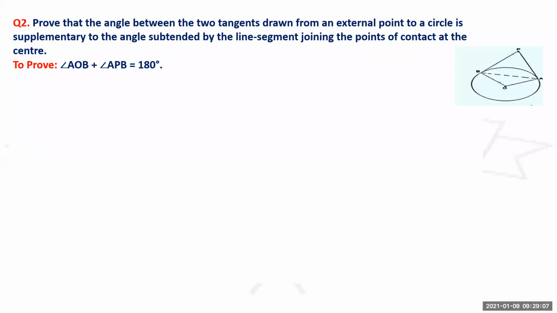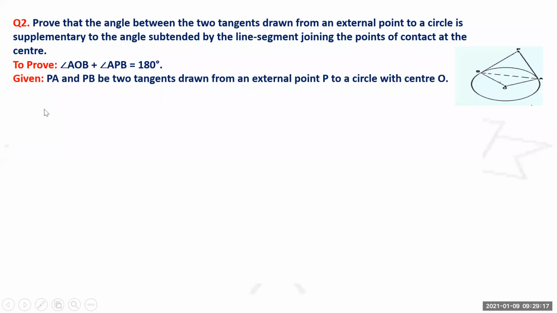How will you prove this, students? Come on. Can anybody help me out with this solution? You'll have to try this out with me. See, what we are given: PA and PB. We are given PB and PA are the tangents from external point P to the circle with center O. This is the first statement which is given to us.